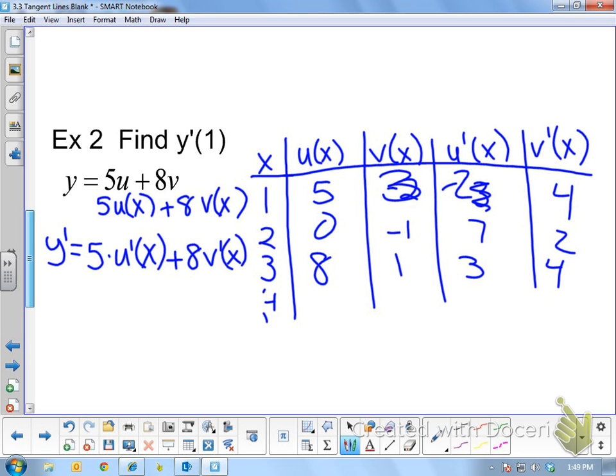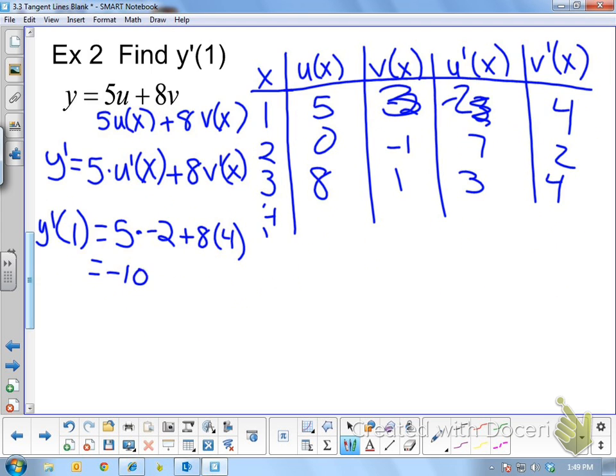Now after we've taken the derivative, now we can plug in the value of 1. We want to know specifically what is the value of the derivative at 1, because that's what it told us to find. Y prime of 1 is, we know u prime of 1 is -2, and v prime of 1 is 4, and then we just simplify. -10 plus 32 equals 22.